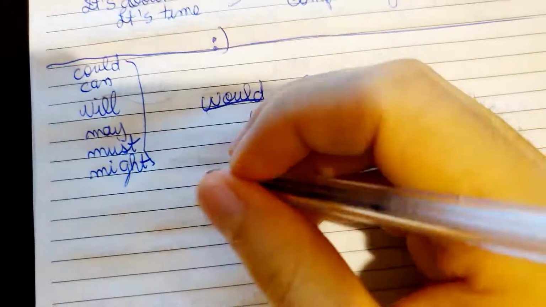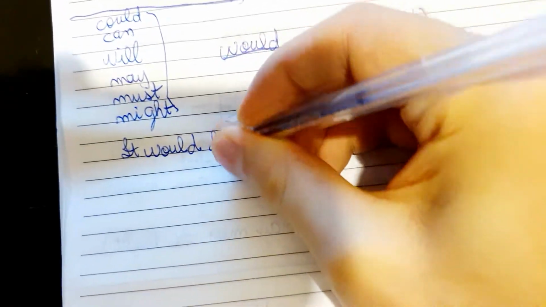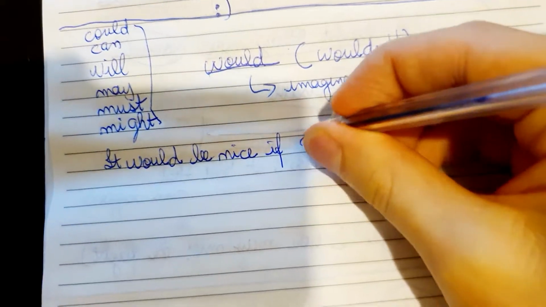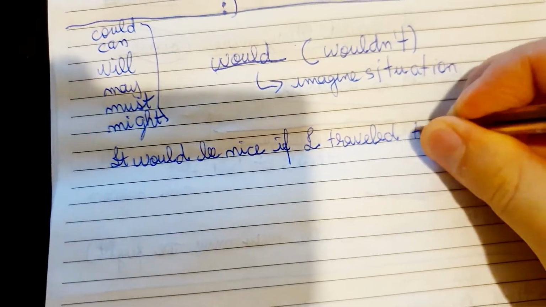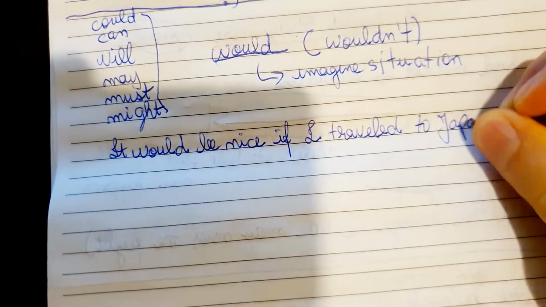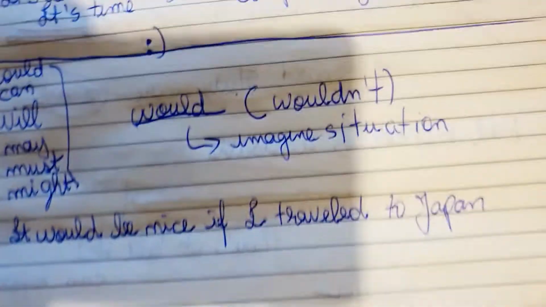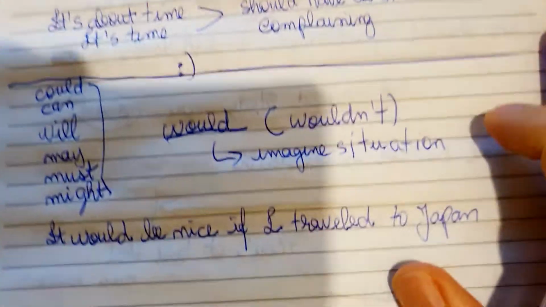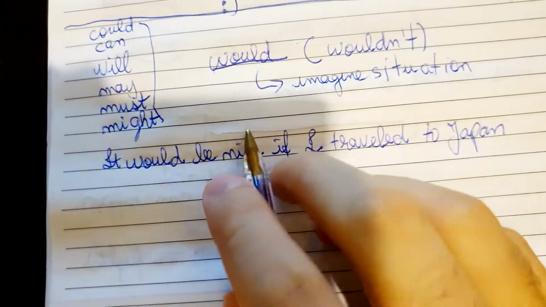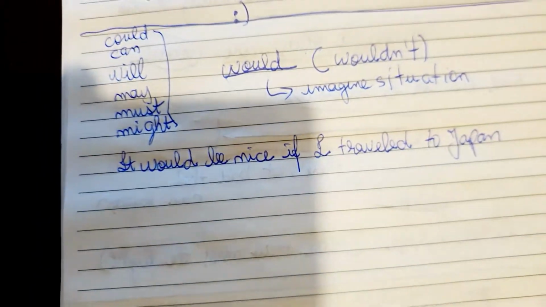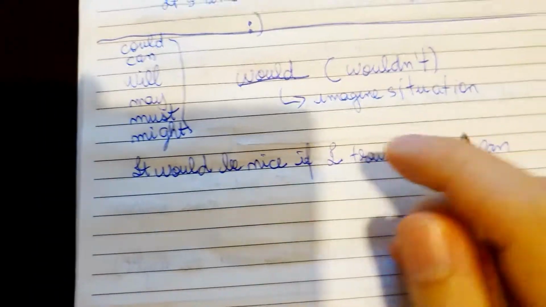Let's see. For example, it would be nice if I traveled to Japan. I imagine the situation of me traveling to Japan. It would be nice, yes. I would like to travel, right? Something that you would like to do.